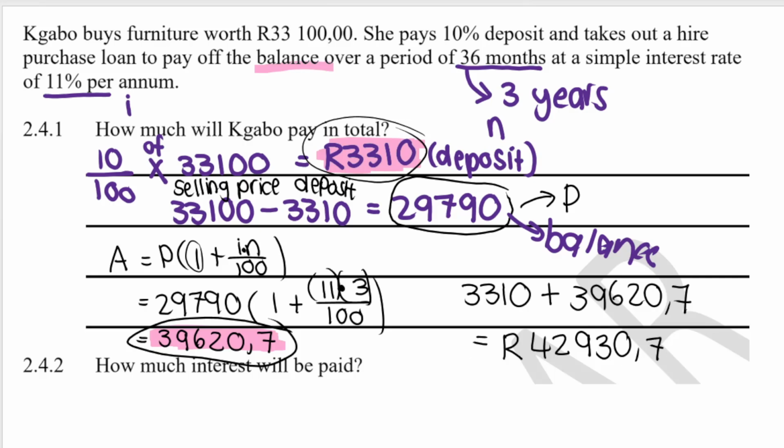So in total, for this furniture, we paid 42930.7. And look at how much more expensive it is than if I just had the full cash in the beginning. I end up paying 42,930.7 rand. In the beginning, it was just 33,100 rand.